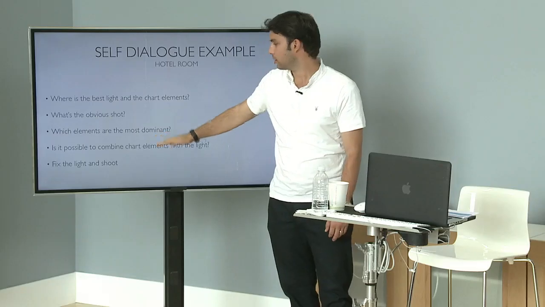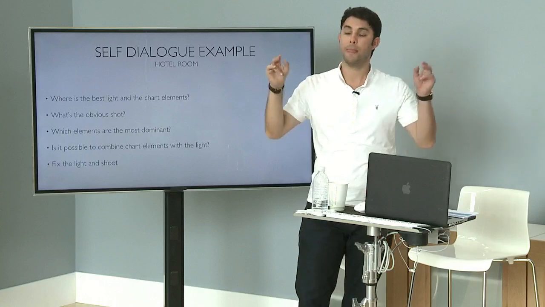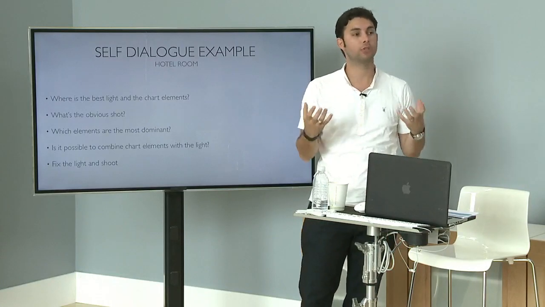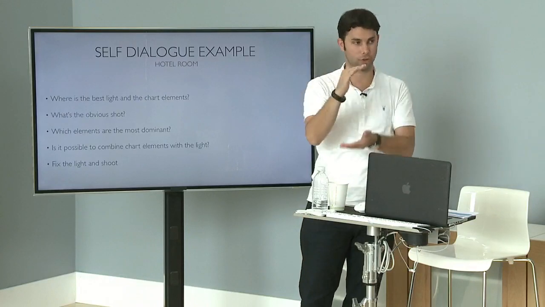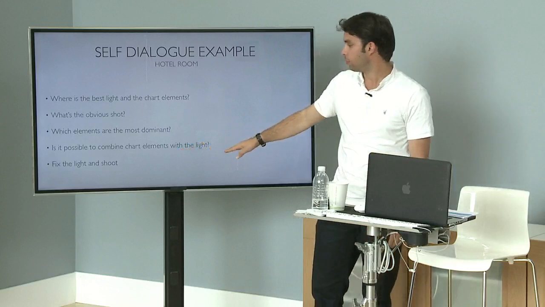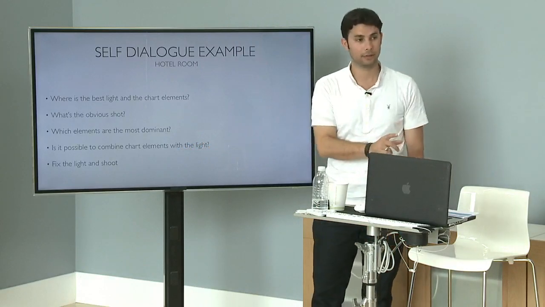Third, which elements are the most dominant? And when I'm talking about elements, I'm talking about the location gifts that every place gives you. Which are the most dominant so you can concentrate your frame on just those, right? The next one is, is it possible to combine chart elements with the light?